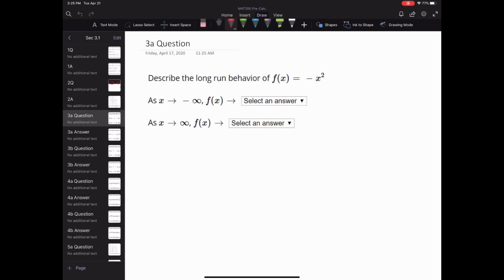Let's look at this one. Describe the long-run behavior of f of x equal -x squared. Long-run behavior just means what happens at the ends of the function. And I'm saying ends, but some of these will have arrows at the end, so it really never ends, but you could kind of tell where they're going.